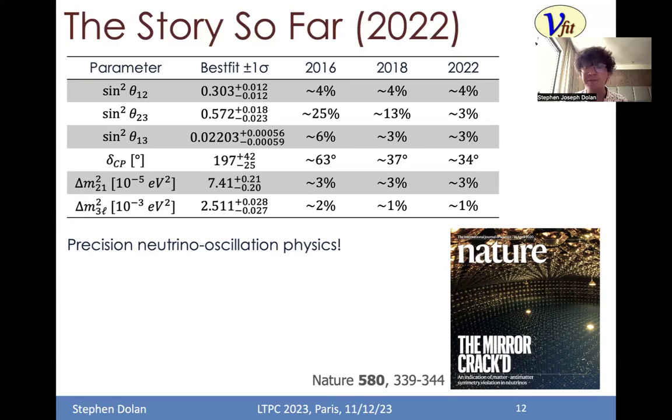And T2K in particular published a paper that made the front cover of Nature here, which was able to exclude the CP conserving values of delta CP at between 2 and 3 sigma. So this is really entering the realm of precision neutrino oscillation physics. But I'm not going to just leave you at 2022. We've had news since then as well.